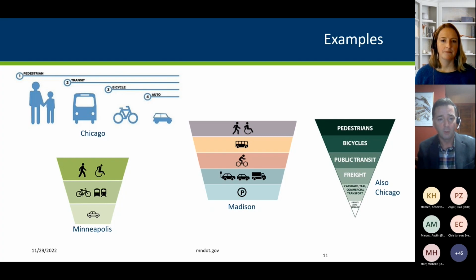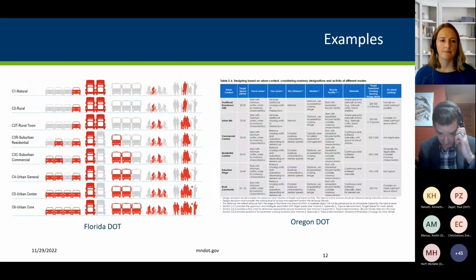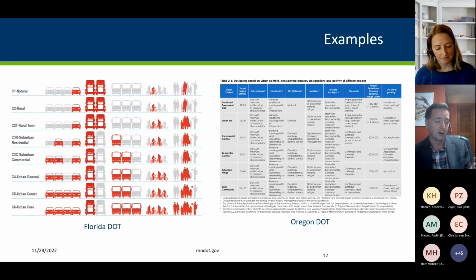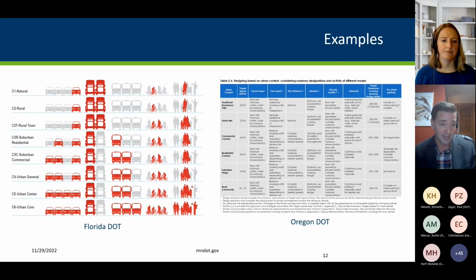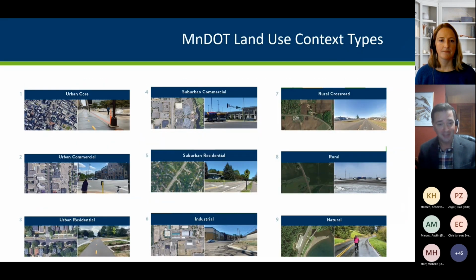Next slide, please. One of the things that we know is that it doesn't work quite as cleanly at a state level where you're looking beyond just sort of the urban areas, right? So state DOTs have taken it a step further and introduced another dimension, which is context, right? Which is really important. So not only now do the states like Florida and Oregon have these modal hierarchies or predetermined priorities, but they also introduce context based on land use, and that's really important.